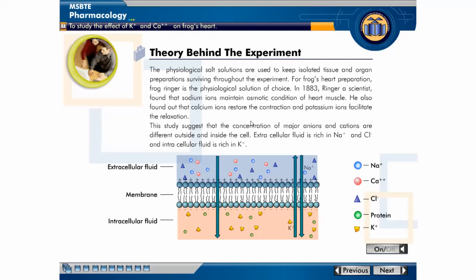This study suggests that concentration of major anions and cations are different outside and inside the cell. In cell membrane, then extracellular fluid and intracellular fluids are present here. Proteins, then potassium ion. Potassium ions are present in intracellular fluid.